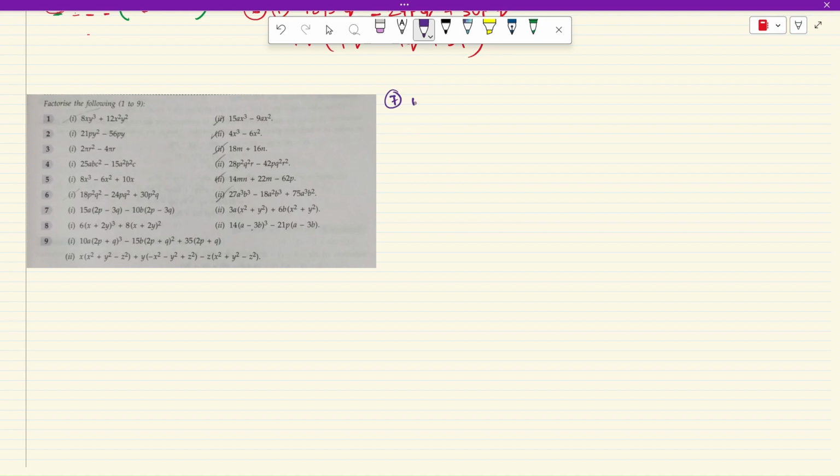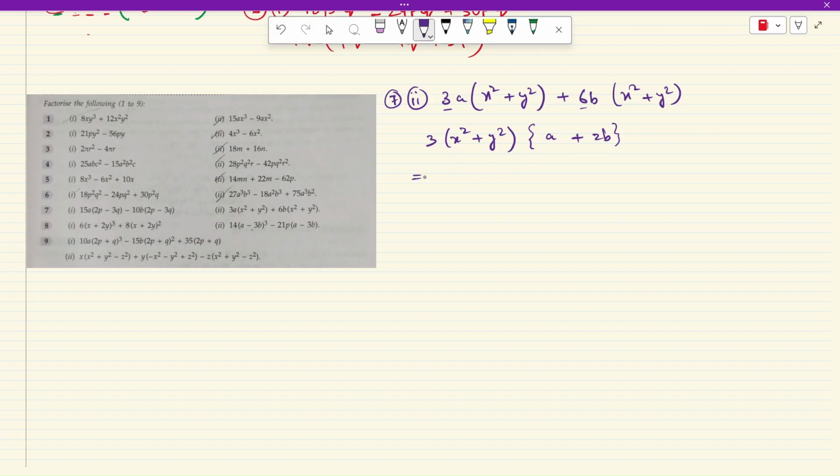Next, second question: 3a(x square plus y square) plus 6b(x square plus y square). So I'm going to take x square plus y square as common, as in both the cases x square plus y square is common, and in case of 3a and 6b I will take 3 as common. So this will be a plus 2b. So simply we can write it as 3(x square plus y square)(a plus 2b).